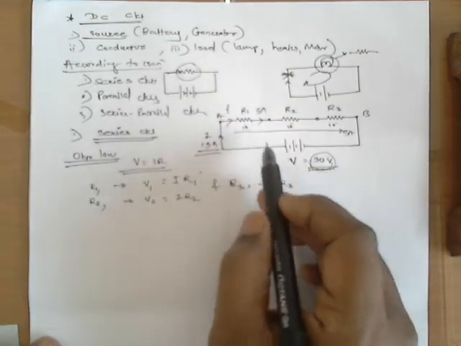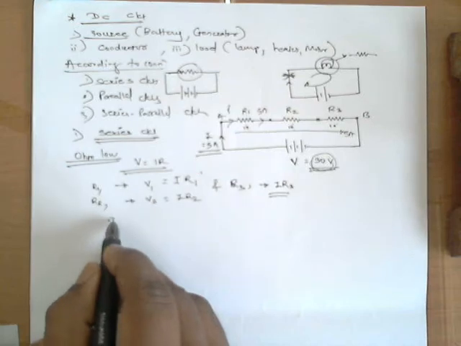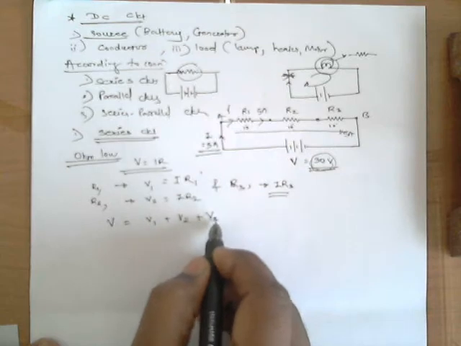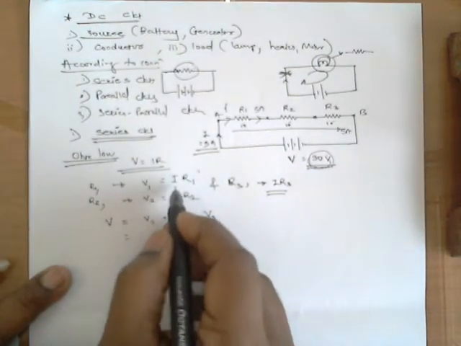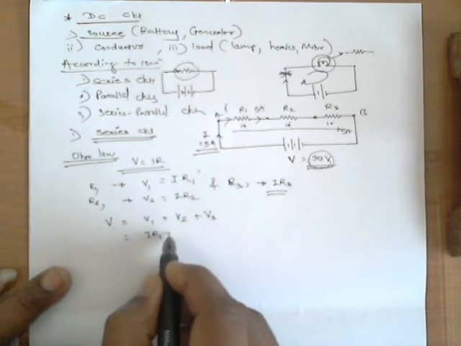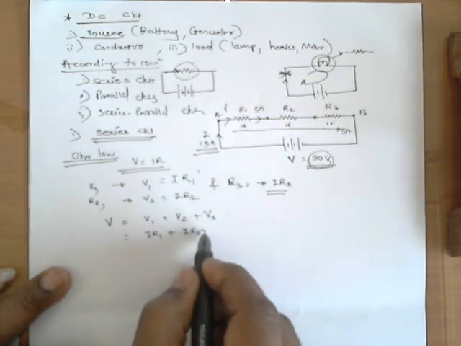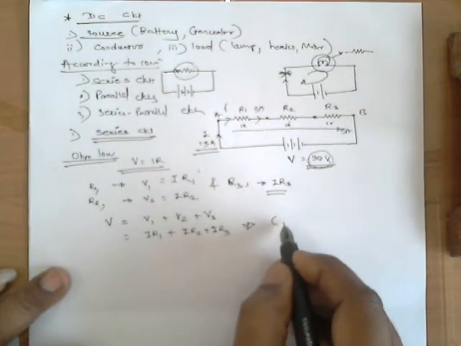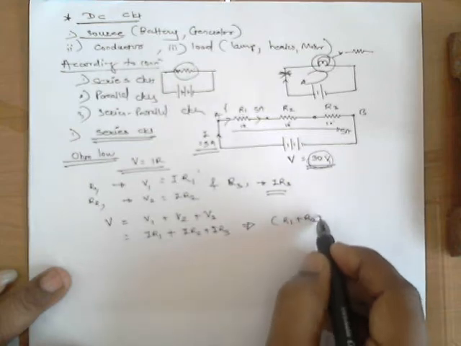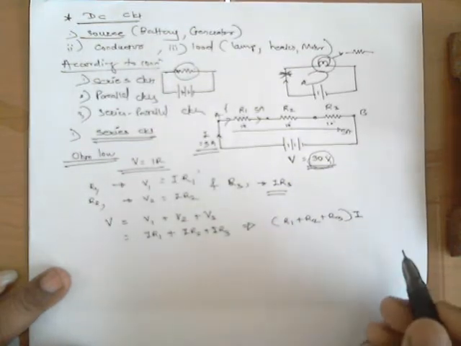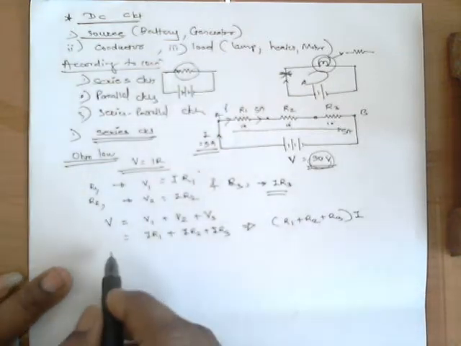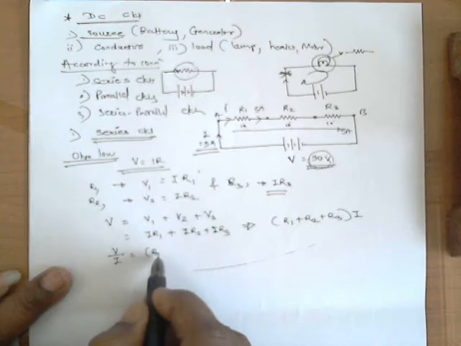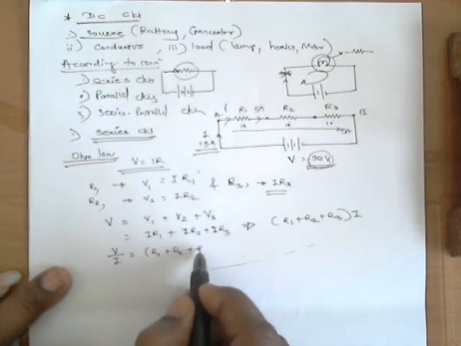Now, as I just said, the voltage gets distributed among these three resistances, right? So 30 is equal to 10 plus 10 plus 10, means I can say that V equal to V1 plus V2 plus V3. Am I right? But what is V1? V1 is I into R1. What is V2? I into R2. What is V3? I into R3. Okay, so I is common. I can say R1 plus R2 plus R3 into I. Am I right? Now, if I take this I on the left-hand side, it will become V upon I equal to R1 plus R2 plus R3.